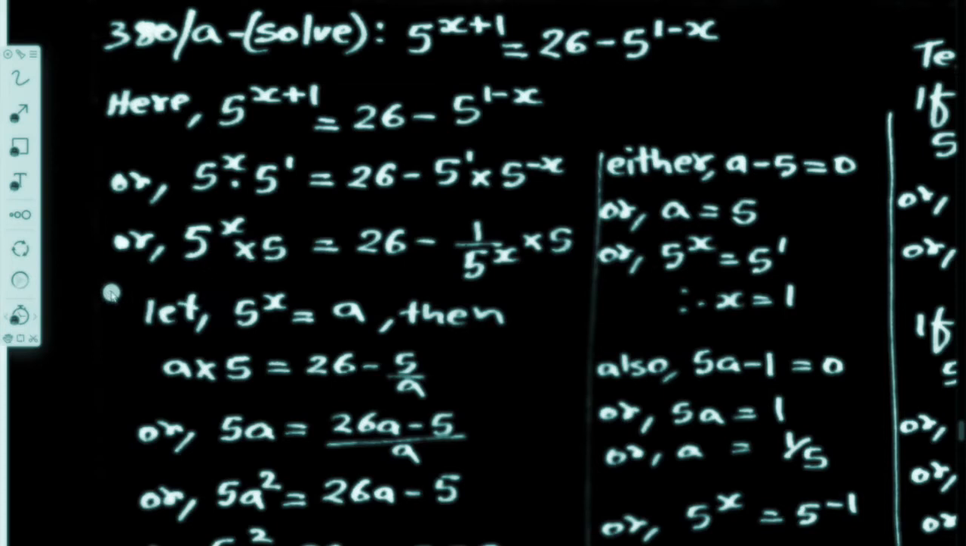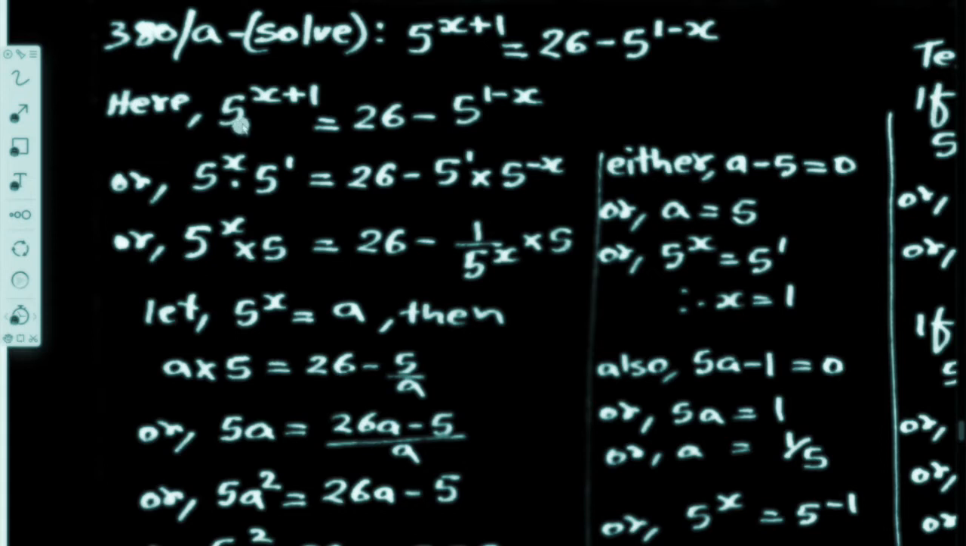Here, next problem of equation chapter. Problem number 380 by A. Solve. Here, the given equation is 5 power x plus 1 equals 26 minus 5 power 1 minus x. Now, this is our equation. From this equation, we should get the value of x, and that will be our required value.